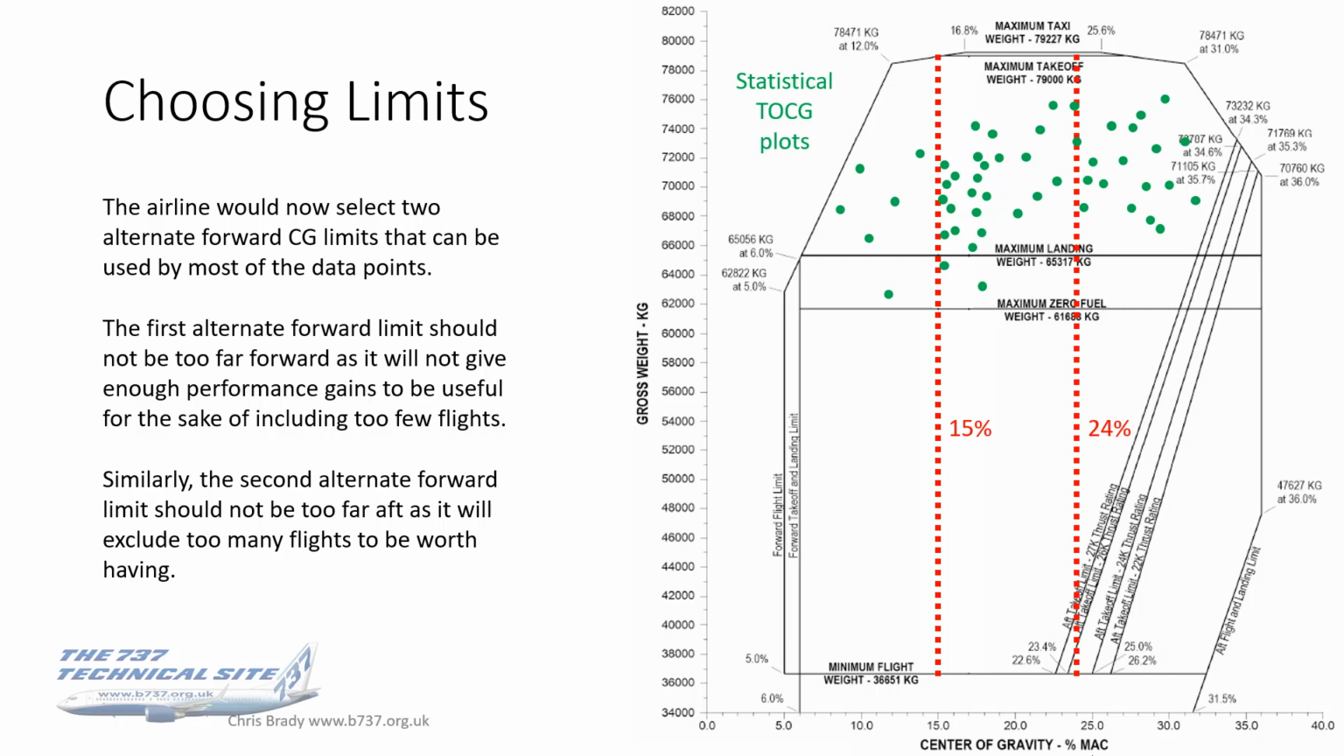So move it back, just grab, your choice, the 90th percentile, to get, in this case, say 15% as your first alternate forward limit. Similarly, the second alternate forward limit shouldn't be too far aft, as that will exclude too many flights to be worth having. So again, you can roughly eyeball it with the limited amount of data I've got here, but when you've got thousands of flights of data, it will be obvious where these limits need to be.